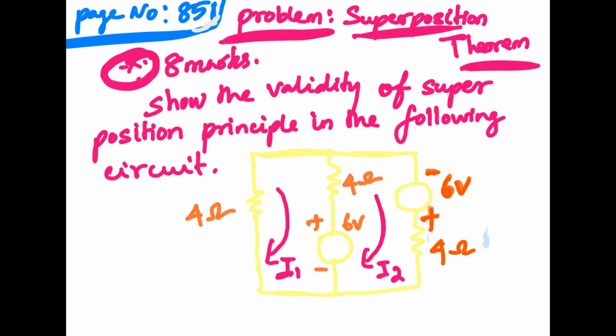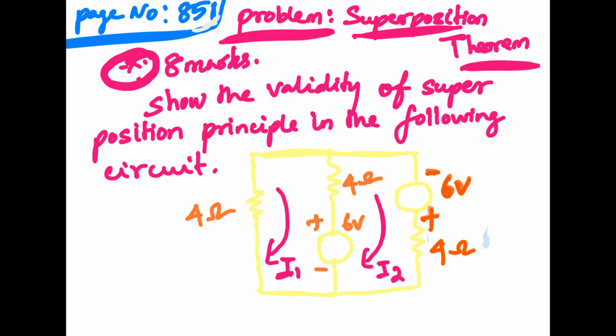Question: this problem is 8 marks possible. Show the validity of the superposition principle in the following circuit. The circuit shown in the figure has two 6 volt supplies. Put mesh current directions I1 and I2. Mesh 1 contains a 4 ohm resistor and a 6 volt source. Mesh 2 contains a 4 ohm resistor and a 6 volt source, so there are two 6 volt sources.